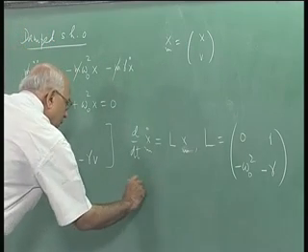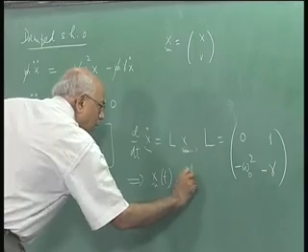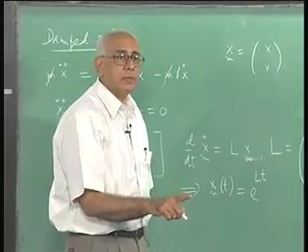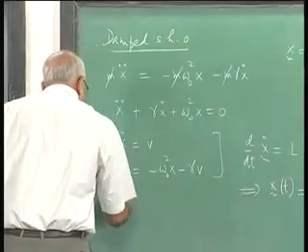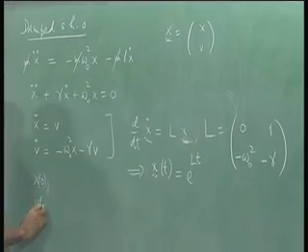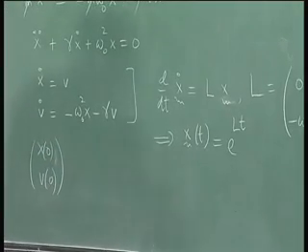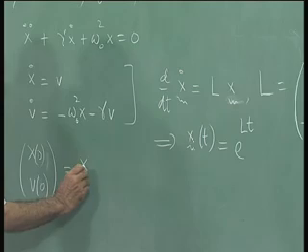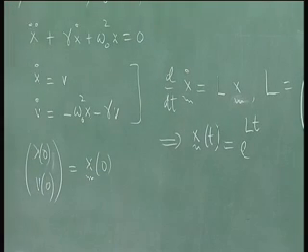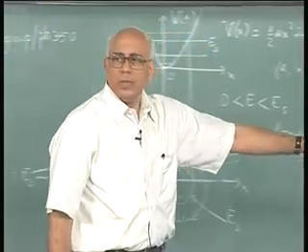So this implies that x of t is in fact equal to e to the Lt, but I have to impose initial conditions. I have to tell you what x of 0 is. So x of 0, v of 0 has to be given to you, has to be specified, and let me call this x vector of 0 by definition. So where does x vector of 0 appear there?